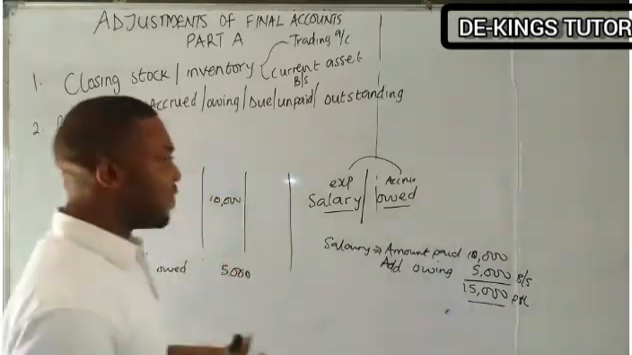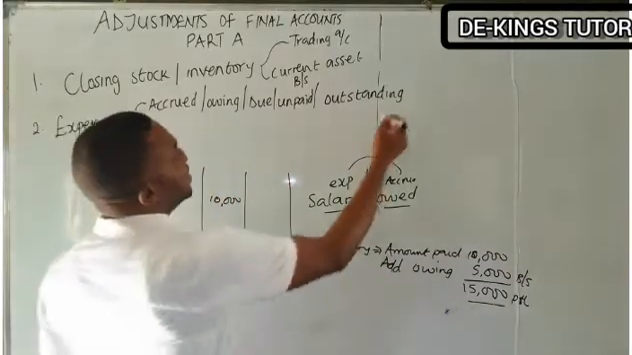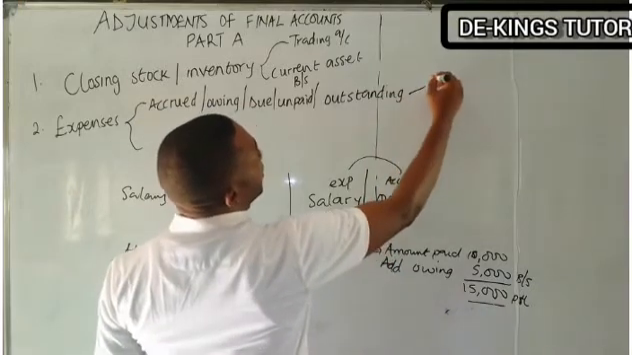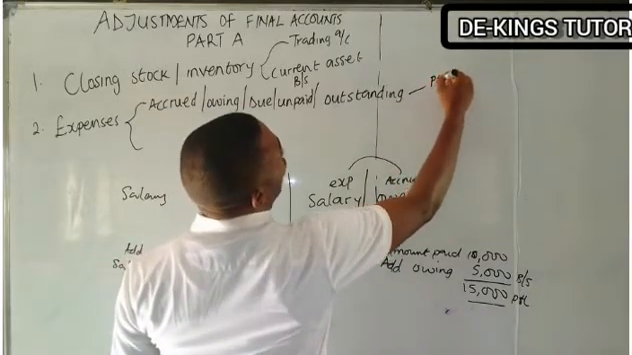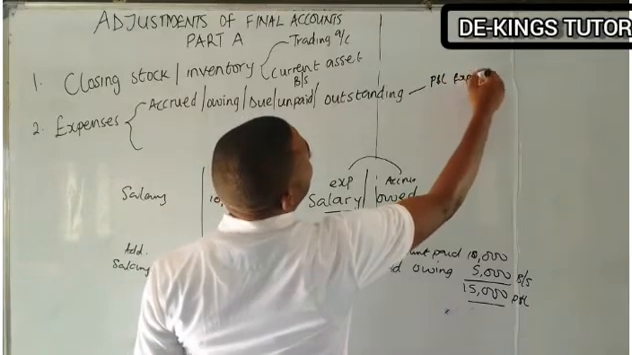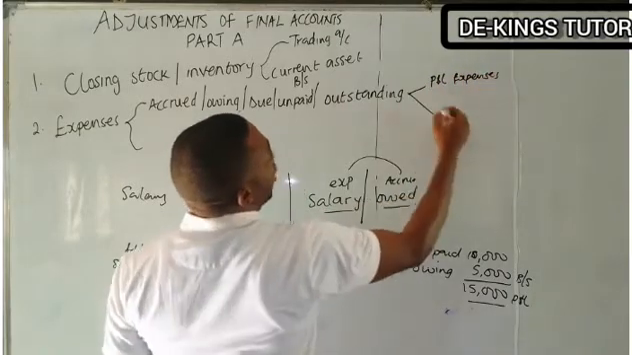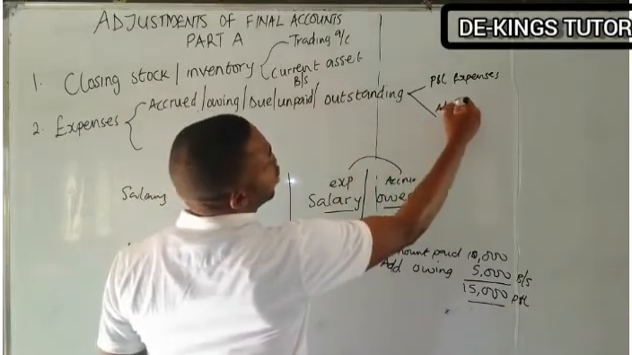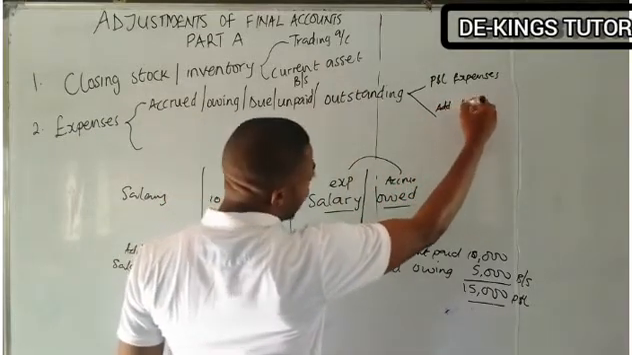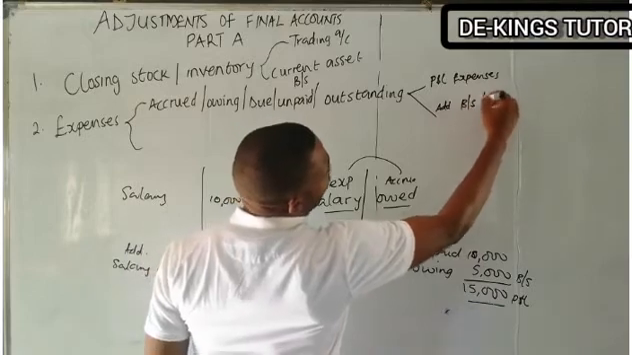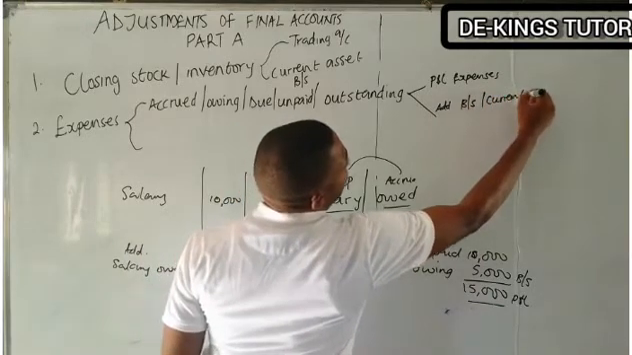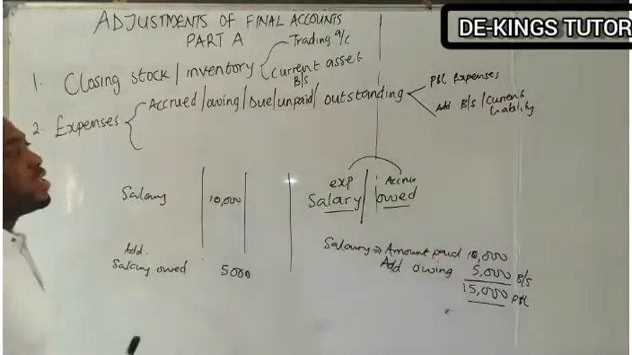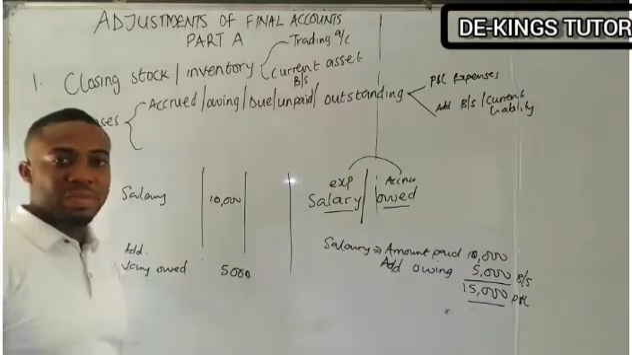Okay, so that is the first one. So this amount will go to the profit or loss as expenses, while the one under the additional information will go to the balance sheet as current liability. Okay, so that is the first one for the expenses.